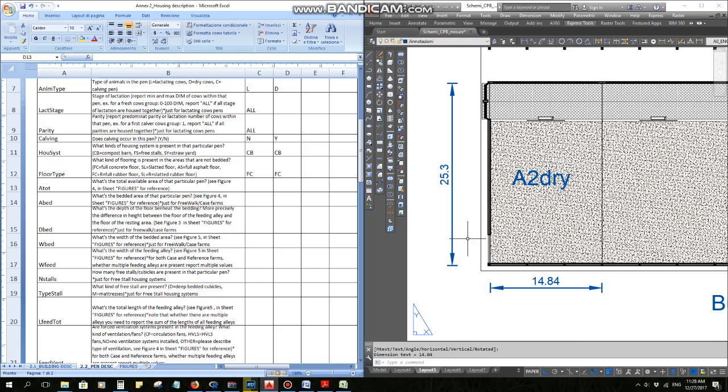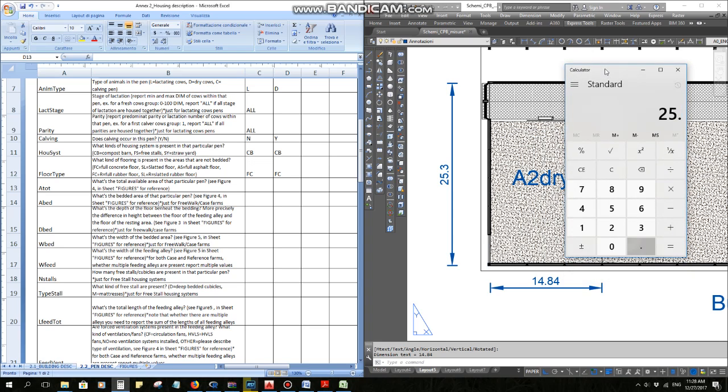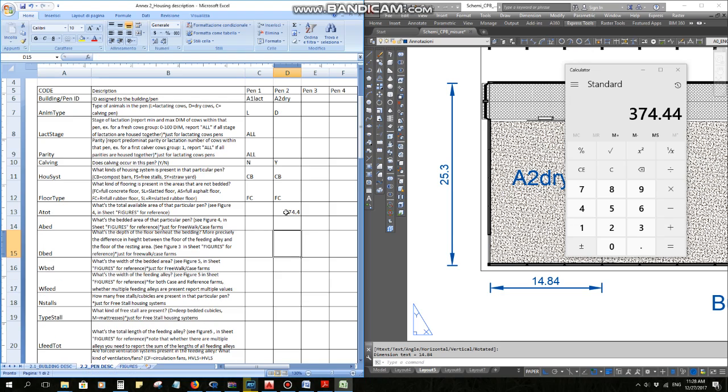So, sorry, 14.8 by 25.3. So let's take this one, 25.3 by 14.8. It's going to be 374.4 square meters in this pen for the total available area, right? So 374.4. And what's the bedded area? No, sorry. Actually, this one is for pen 2. Sorry. Yeah, because pen 1 is for lactating cows on the right.